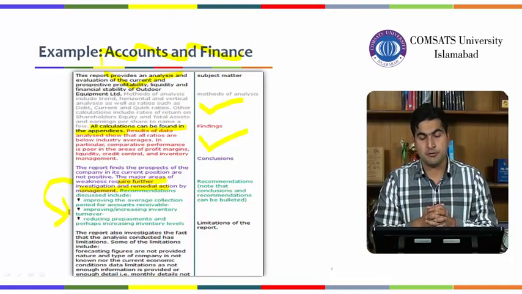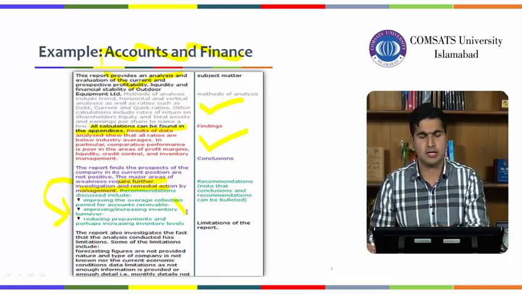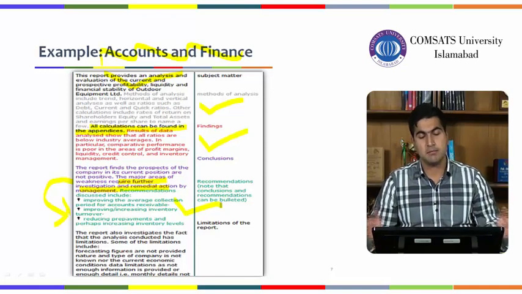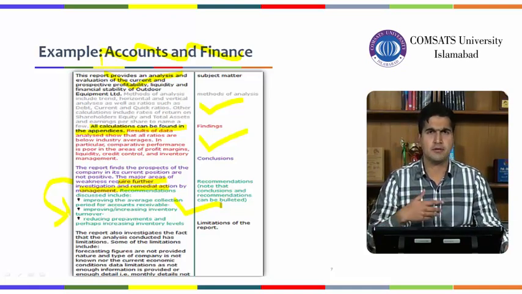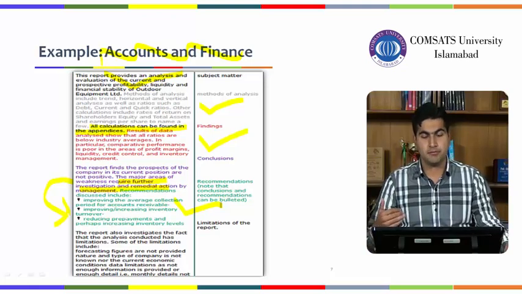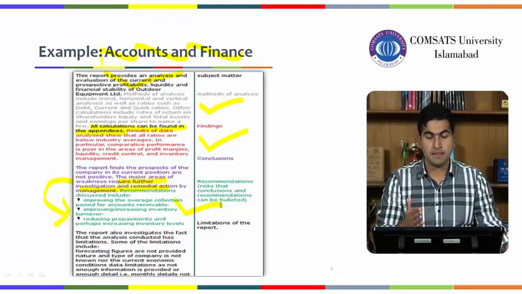So recommendation, note that conclusion and recommendation can be bulleted as well. A good instruction for you basically. But now look at the recommendations. Improving the average collection, increasing inventory, reducing prepayments, and perhaps increasing inventory levels. So that's how you basically write your recommendations as well.